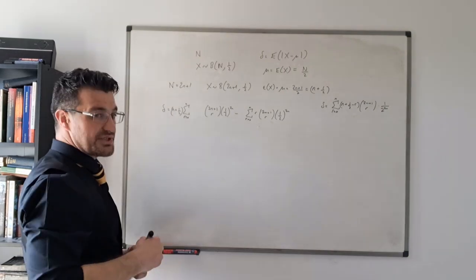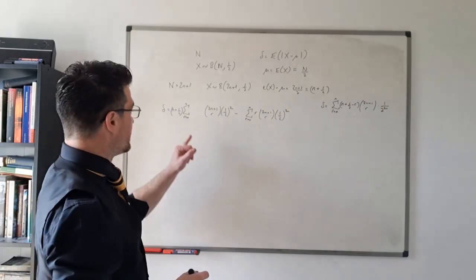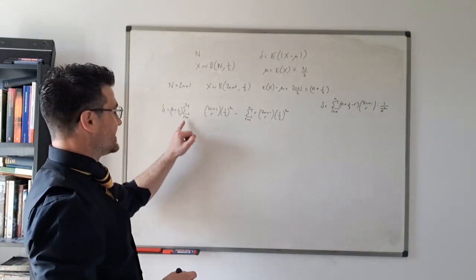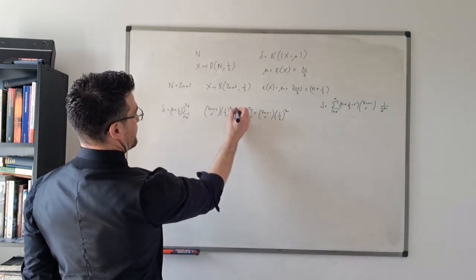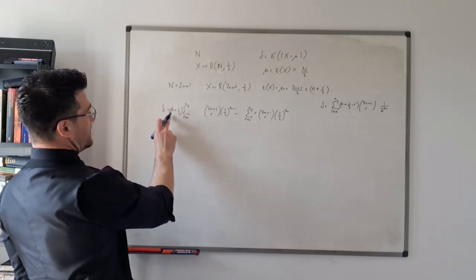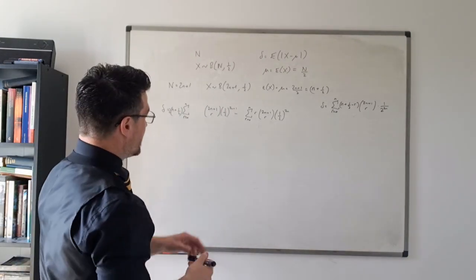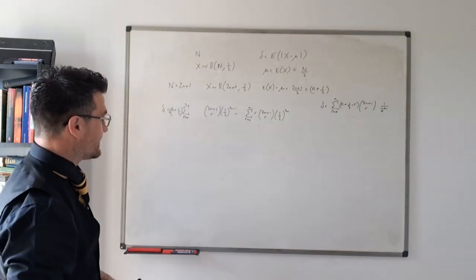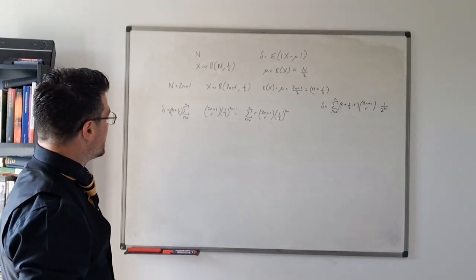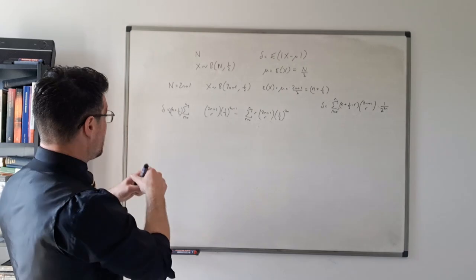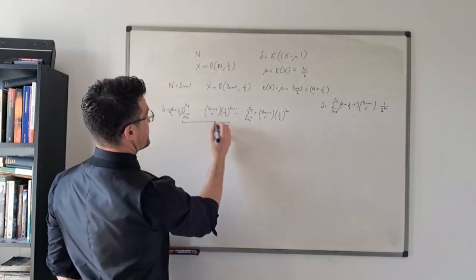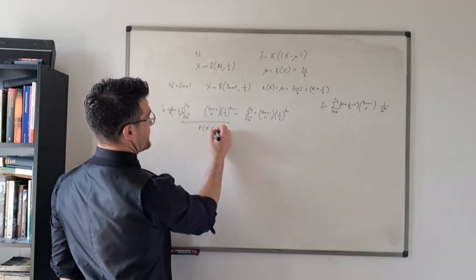And I'm wanting to use a similar technique to what I used before, recognizing that this has a certain binomial probability. So to do that, it's going to help if I put a 2 here and add a power to the half here. Okay, so I recognize this then as the probability that X is less than or equal to n.